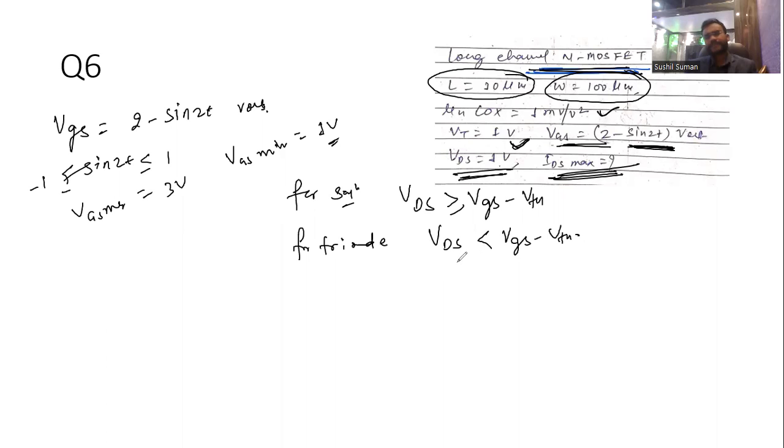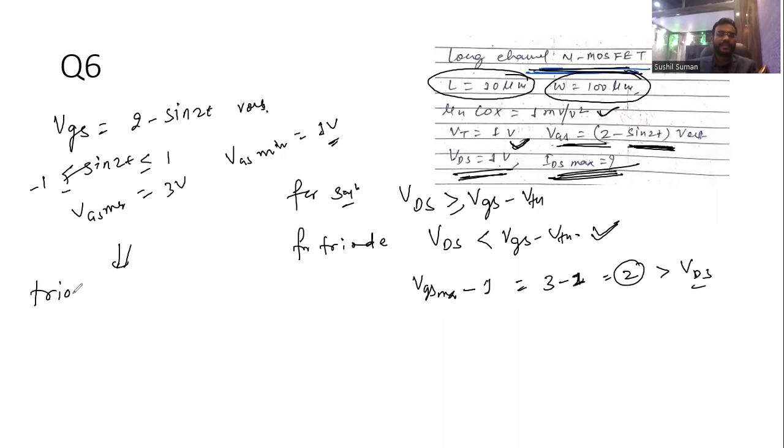My dear students, if you find VGS maximum minus VTH, what is it? This is 3 minus 1, which is equal to 2. That 2 is greater than VDS. It means it satisfies these conditions, so the MOSFET operates in which region? Triode region. So the MOSFET operates in the triode region.